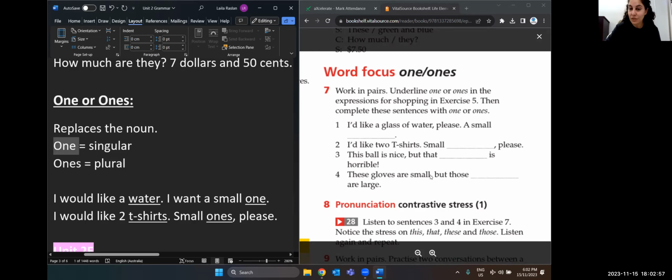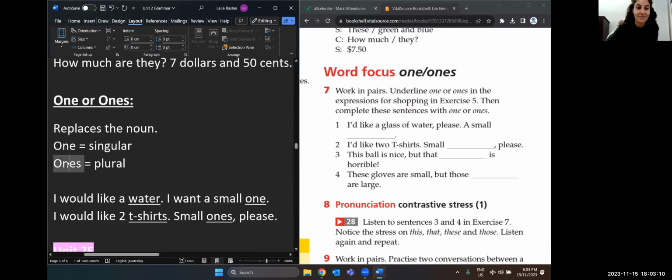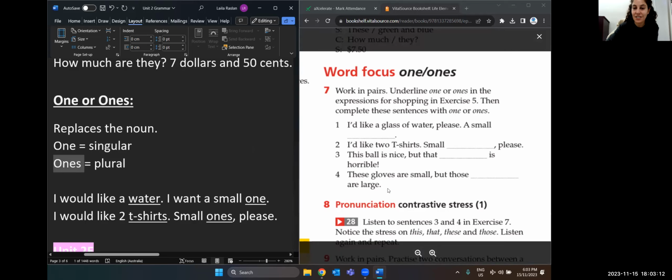These gloves, so plural. So always look at your noun. Is it singular or plural? Plural means more than one. These gloves are small, but those ones are large.